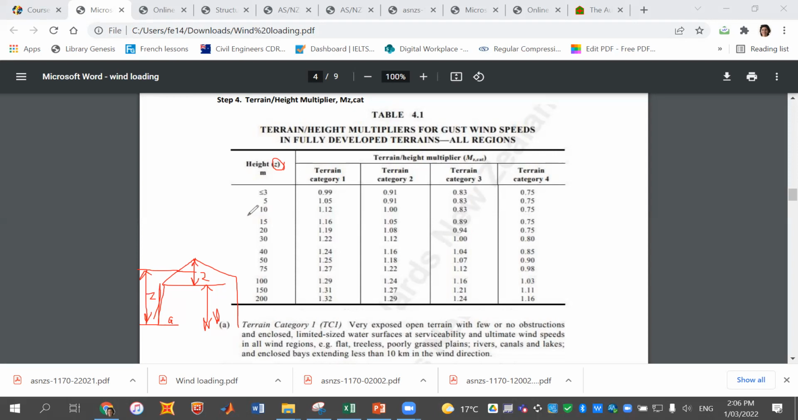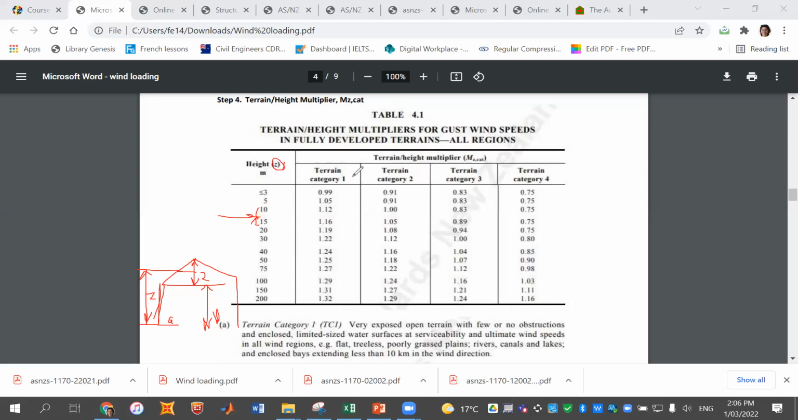So what you need to do is interpolate between these two values, because you don't have 11 in the table. So you read the number for 10, you read the number for 15, and you just interpolate between these two.